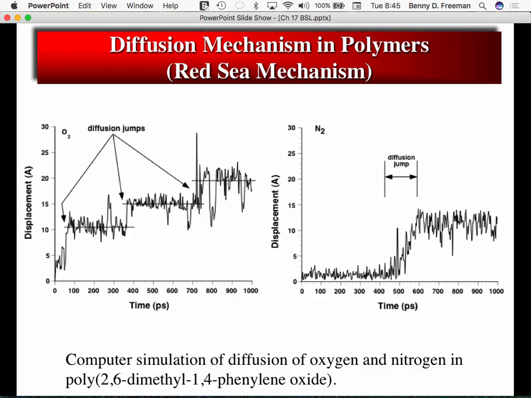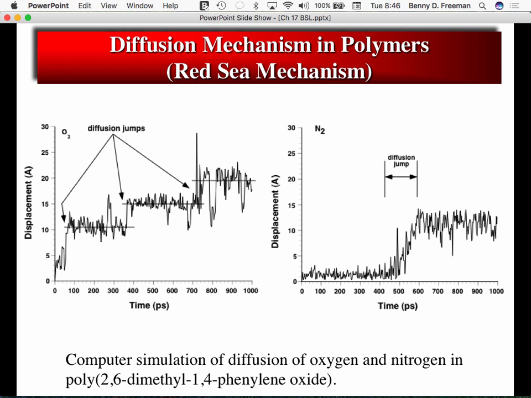This is a picture of a molecular dynamics simulation of diffusion of oxygen and nitrogen in a polymer, poly-2,6-dimethyl-1,4-phenylene oxide. The type of polymer is not really important, but the picture that I want you to see is. In this molecular dynamics simulation, polymer chains have been built at their experimental density, and they are imbued with kinetic energy, and then oxygen and nitrogen molecules are turned loose, and Newton's laws of motion are solved over the system for long periods of time.